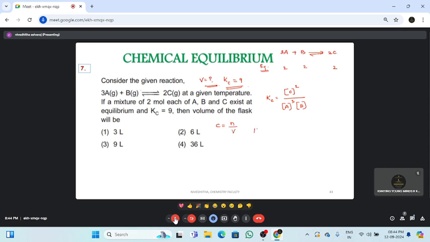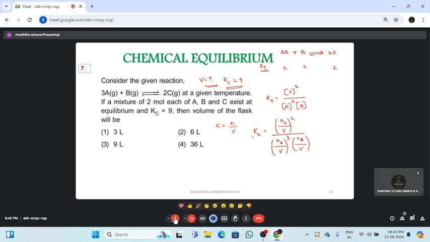So Kc is equal to concentration of C, which is nothing but number of moles of C divided by volume of the flask, the whole square, divided by number of moles of A divided by volume of the flask, whole power 3, times number of moles of B divided by volume of the flask. Right? All these numbers of moles were at equilibrium, right? Okay. What is the value of Kc? Are we provided with the value of Kc?